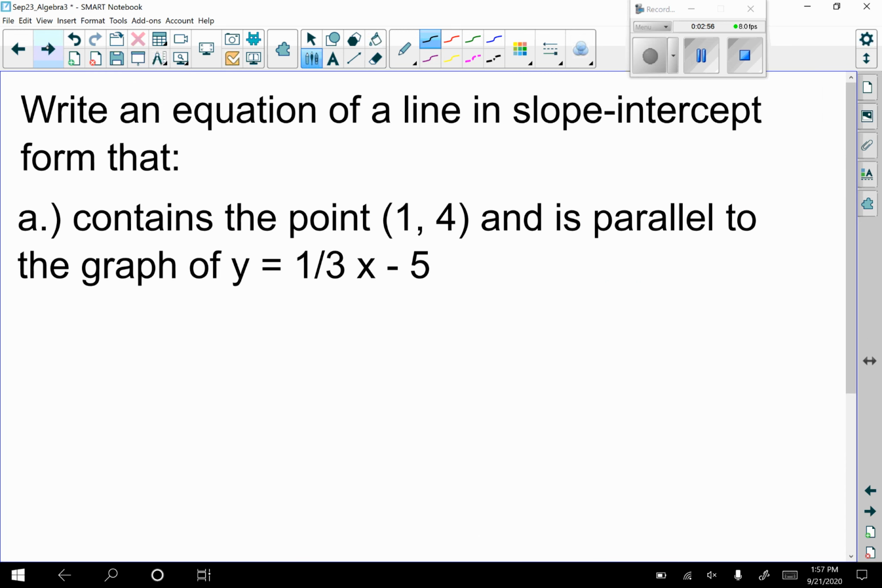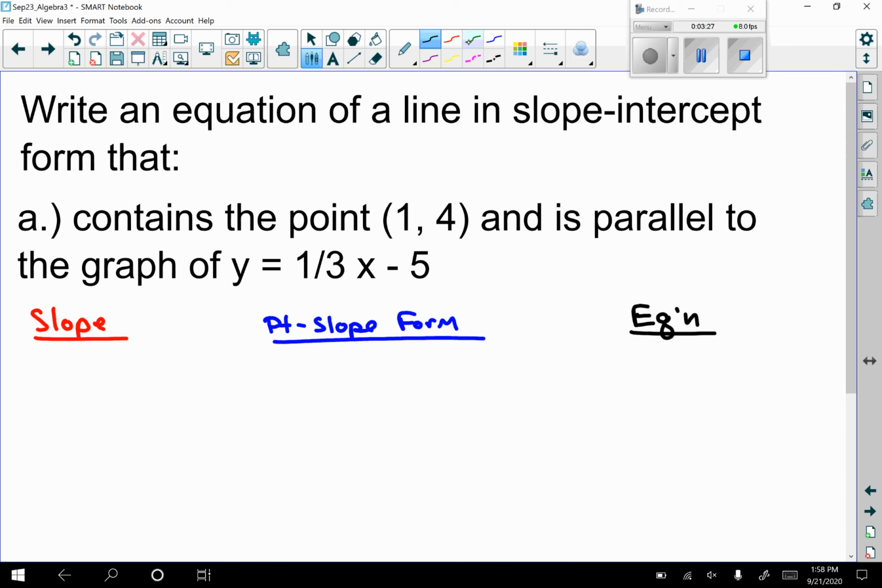All right, so we're going to write an equation of a line in slope-intercept form that contains the point (1, 4) and is parallel to the graph of y = 1/3 x - 5. So again, I'm going to write this out as slope. Now it's your choice. I'm going to keep using point-slope form though. You could use y = mx + b. So I'm going to use point-slope form, and then we're going to write our equation.